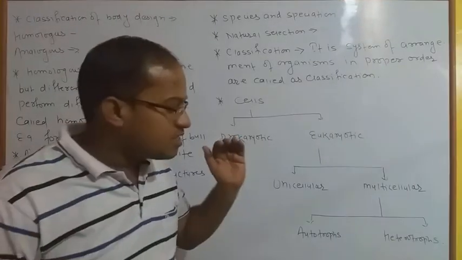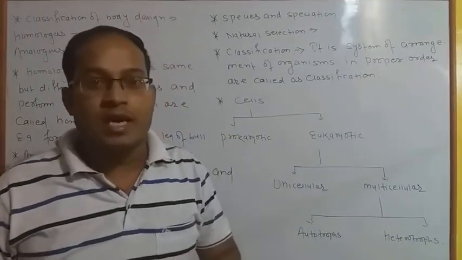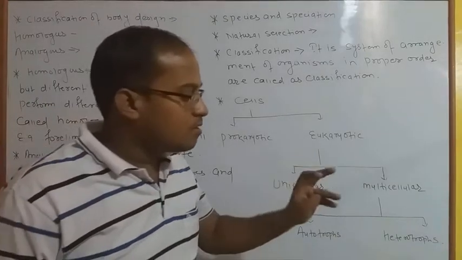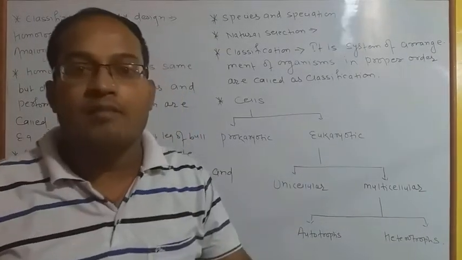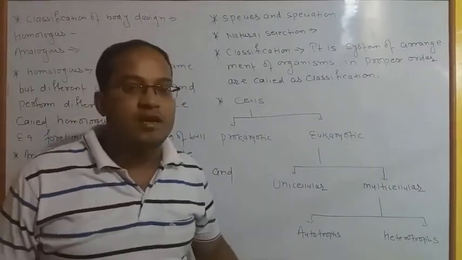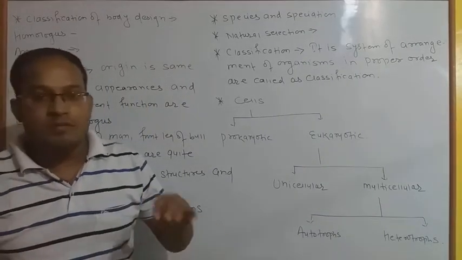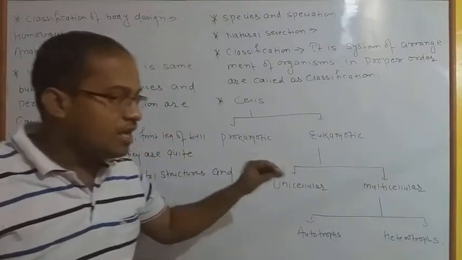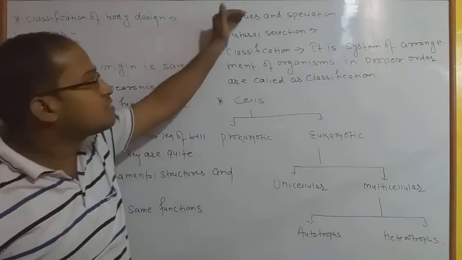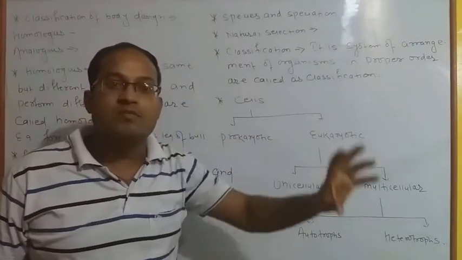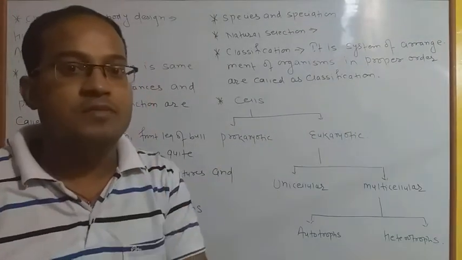In this chapter we have discussed so many crosses of Mendel's experiment, like the monohybrid cross and the dihybrid cross. We have also discussed the genotypic and phenotypic ratio. In the last video we also discussed species and speciation. What is the meaning of species, and what is the meaning of speciation?